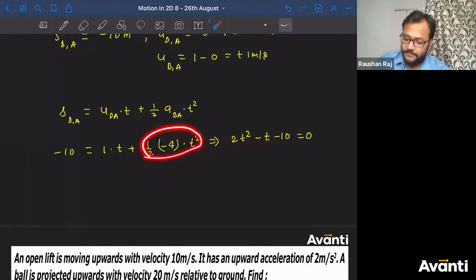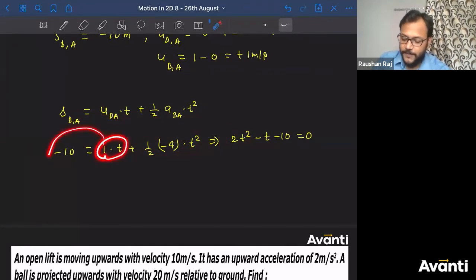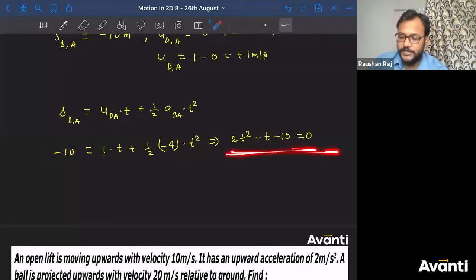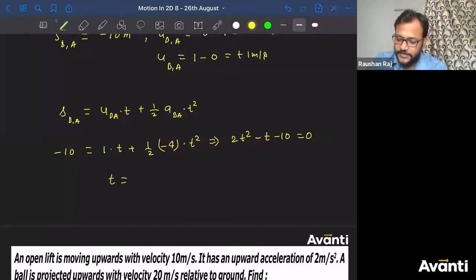Minus 2T square, I have brought this to the left hand side, so plus 2T square. Then I have brought plus T to the left hand side, I'll get minus T. Minus 10 is already there, so minus 10 I have kept as it is. So this is the equation that I'm going to get. Solve this quadratic equation. What is the value of T there?